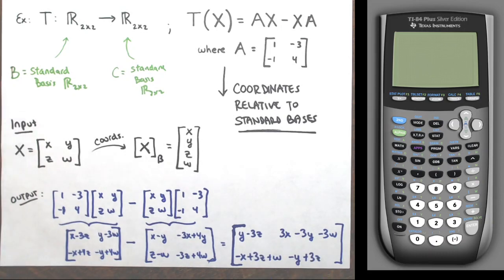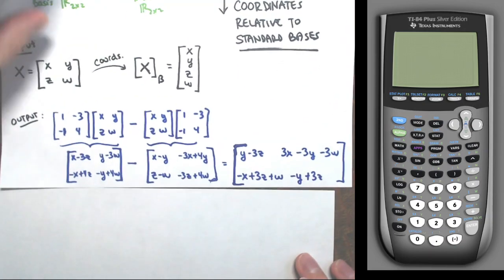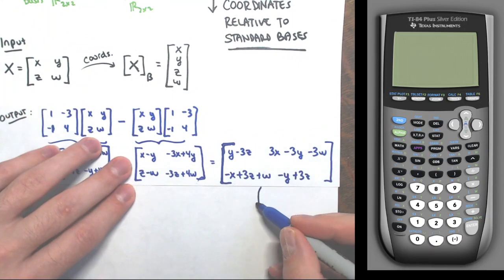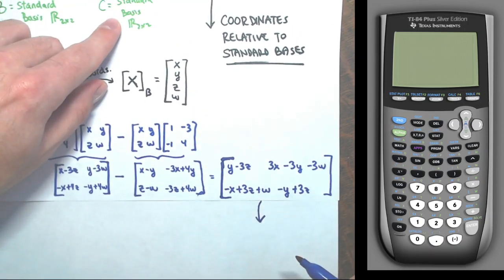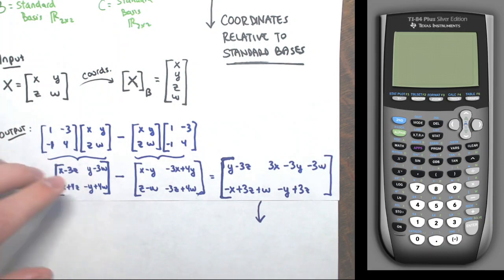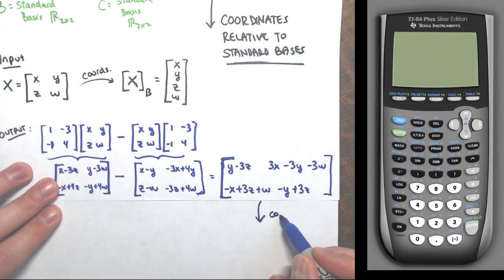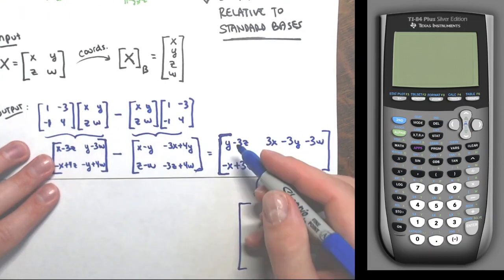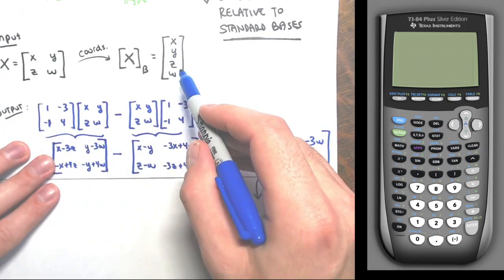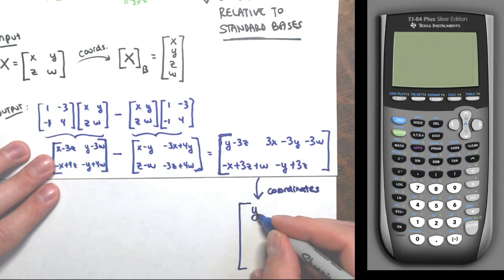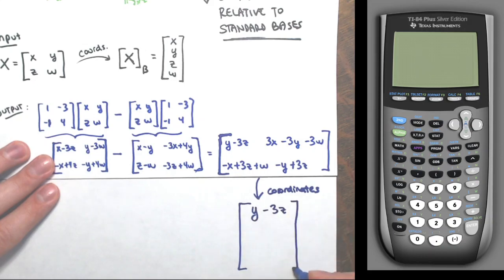And then I change this to a coordinate vector with respect to the standard basis for the codomain, with respect to the standard basis for R 2 by 2. So again, the coordinate vector would look like this. It would be just a 4 by 1, where the first coordinate is the first row, again going in the same order I went for the coordinates in the input. The first row, first column entry, y minus 3z. And then the first row, second column, 3x minus 3y minus 3w.